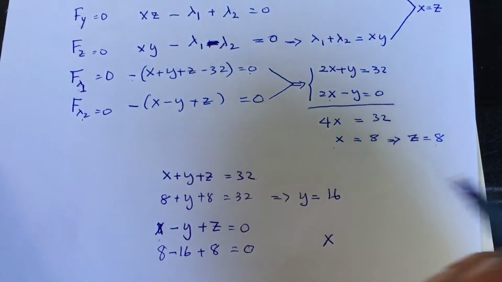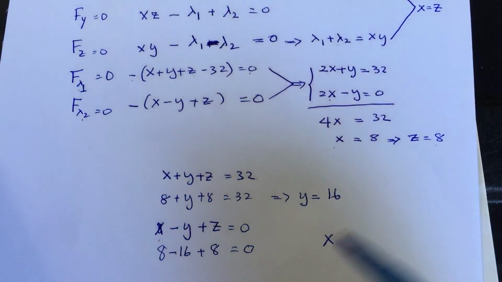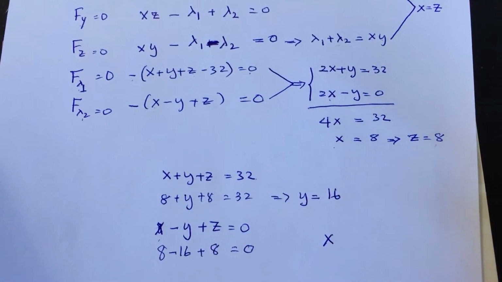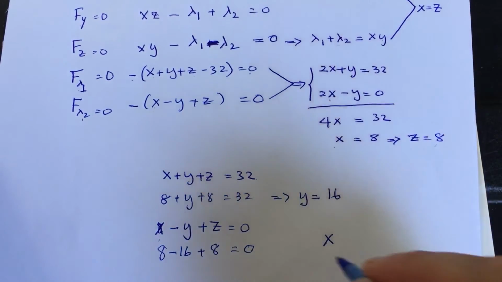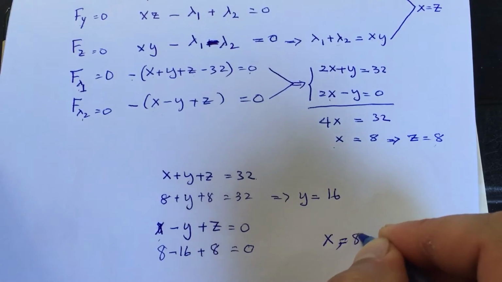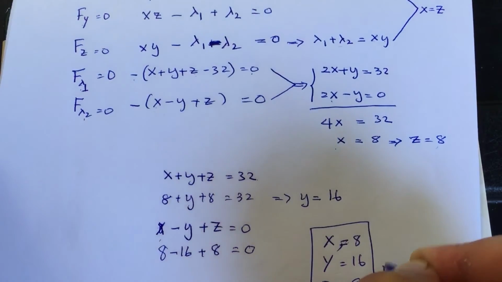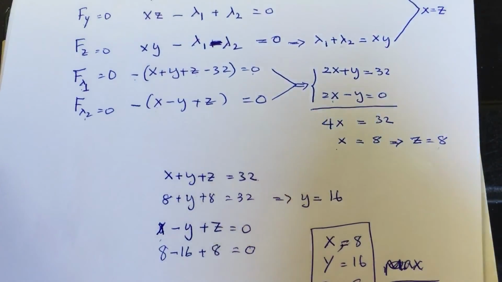Now remember, I don't care what lambda 1 and lambda 2 are. You don't need to spend time finding what those values are, but it means something if you do find them. If you don't find them, we don't really care about those values. I really care about x, y, and z. So now the answer: x equals 8, y equals 16, and z equals 8. This is the maximum value of this function.